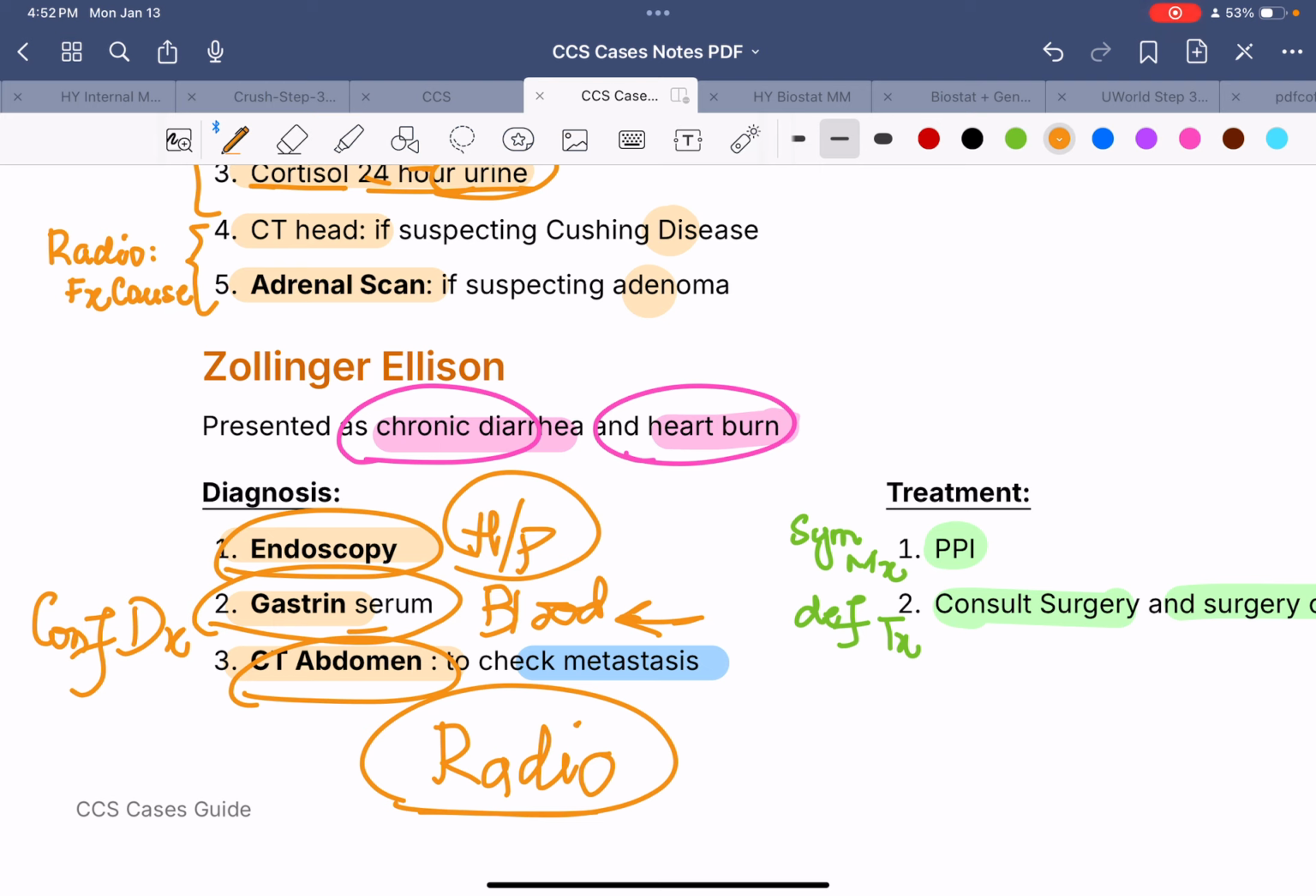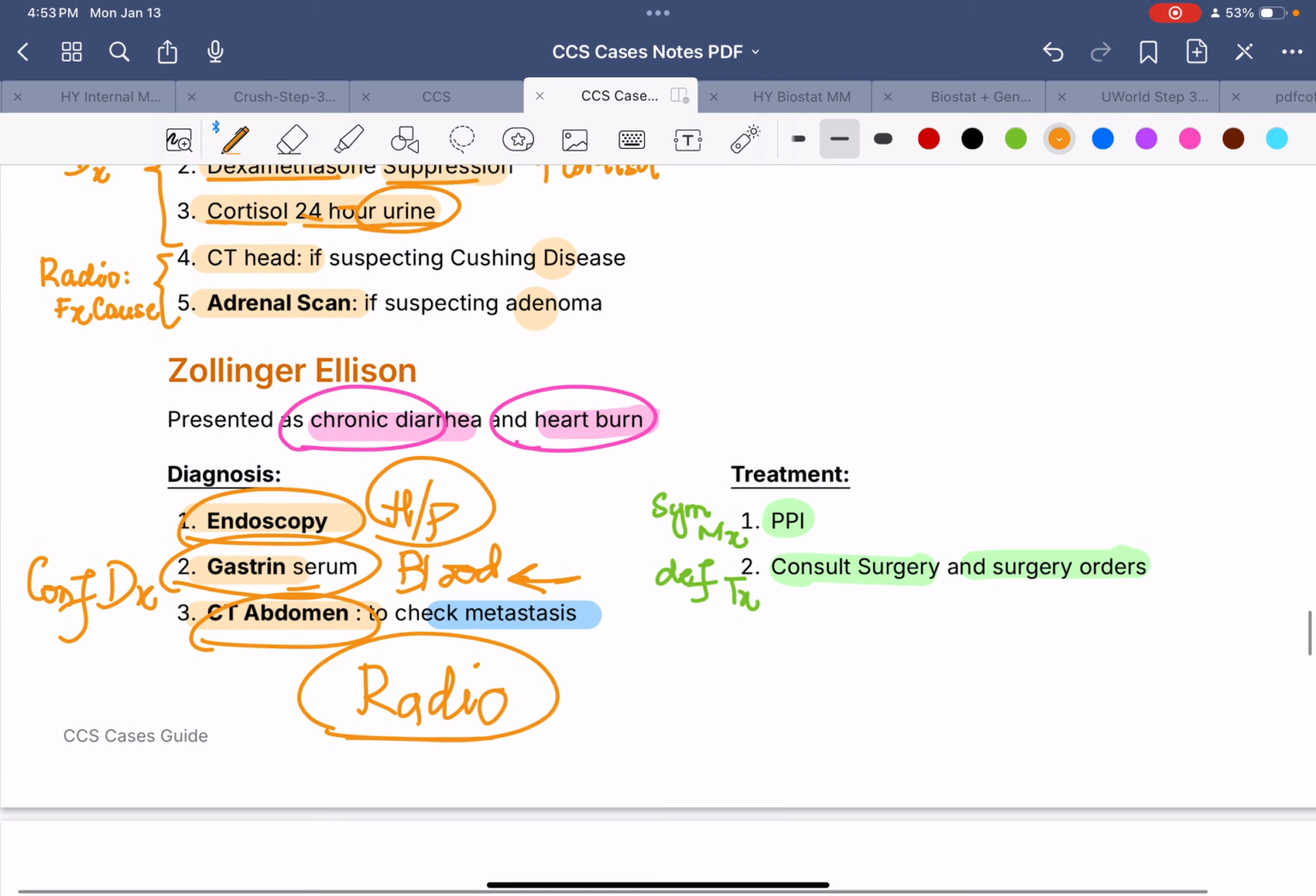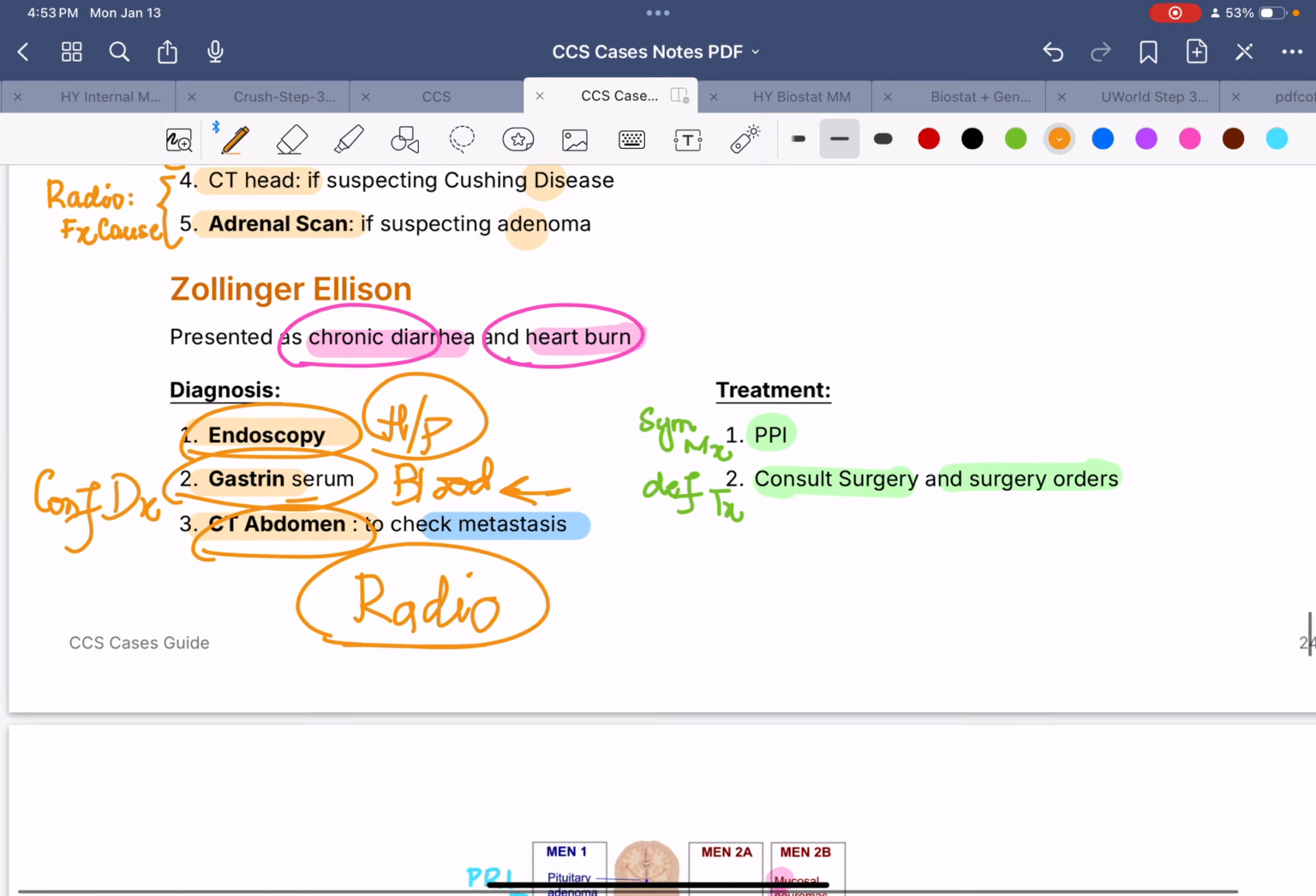Next off, you have the treatment. Of course, one can be symptomatic and one will be definitive. So symptomatic is that you need to control the extra acid that is being produced, which you can do by administering a PPI, pantoprazole. Next off is the definitive treatment, which is the removal of the tumor. You're going to consult surgery and do the pre-surgical orders of NICE PT: NPO, informed consent, C for cefazolin, E for EKG, P for PT, APTT, and then T for blood transfusion and cross match.